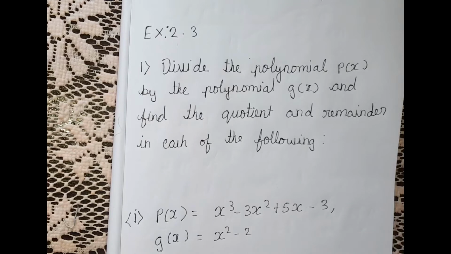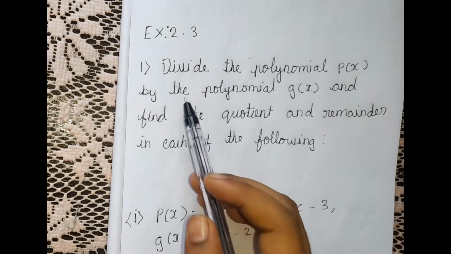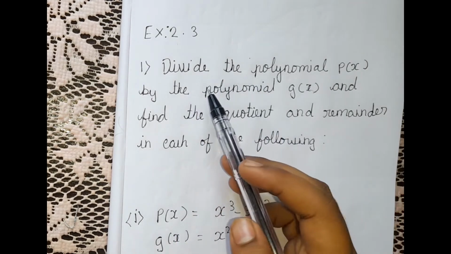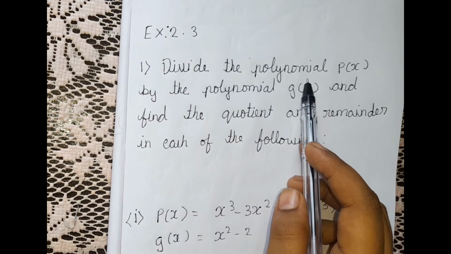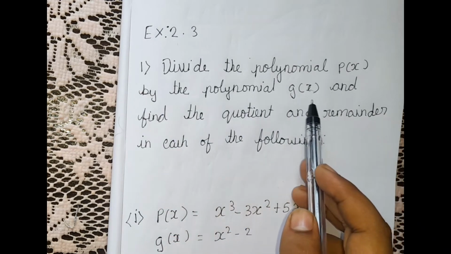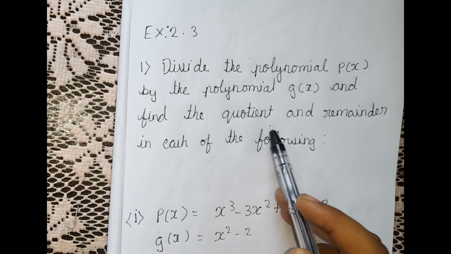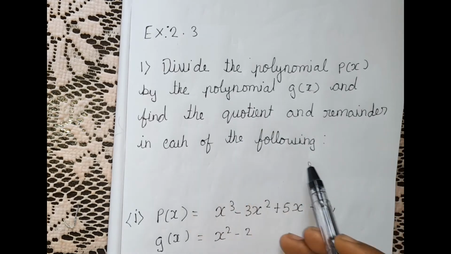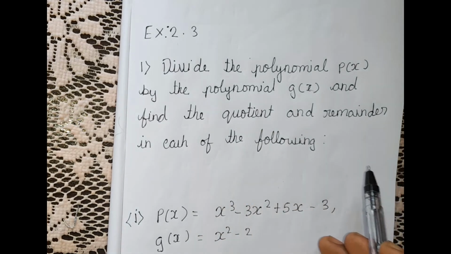Today we are going to be learning exercise 2.3, first question and first subdivision. First of all, this is a new exercise and we are starting off with it. Now let's read the question. The question is: divide the polynomial p(x) by the polynomial g(x) and find the quotient and remainder in each of the following. So this is the question.